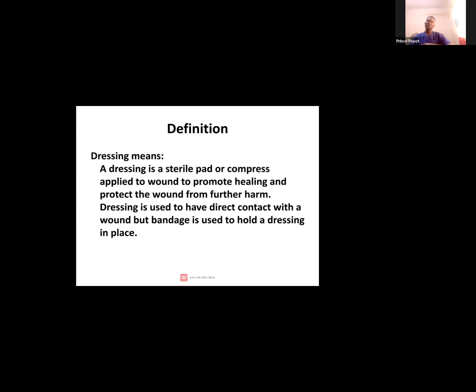So when you put a sterile pad on the injury, let's assume I have an injury on my hand. When I put the sterile pad on the injury, I have to hold it in place. Imagine me putting a pad on and just leaving it, it's going to fall off, of course. So we use a bandage to hold it in place. That is what dressing means.